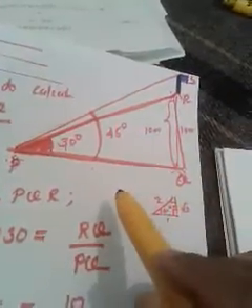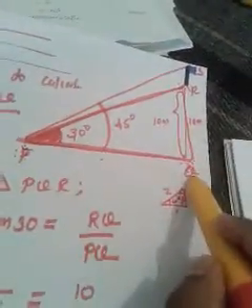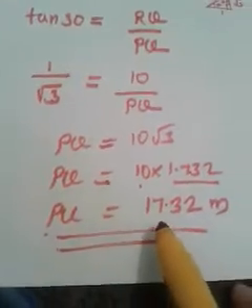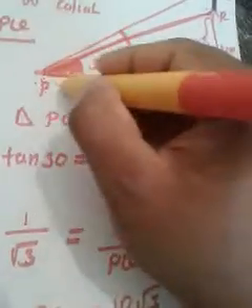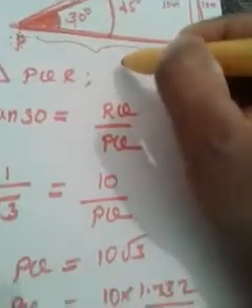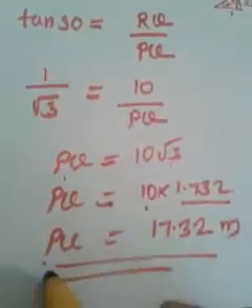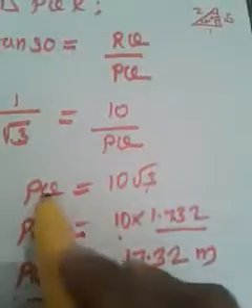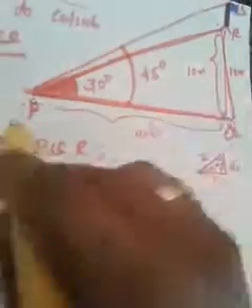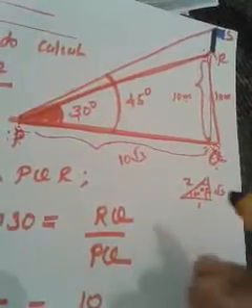What do we have in hand now? We have PQ, don't we? We already calculated the value of PQ as 17.32. Otherwise we can take PQ as 10 root 3. Let me use this value, 10 root 3. So we have PQ as 10 root 3, because we already calculated it.